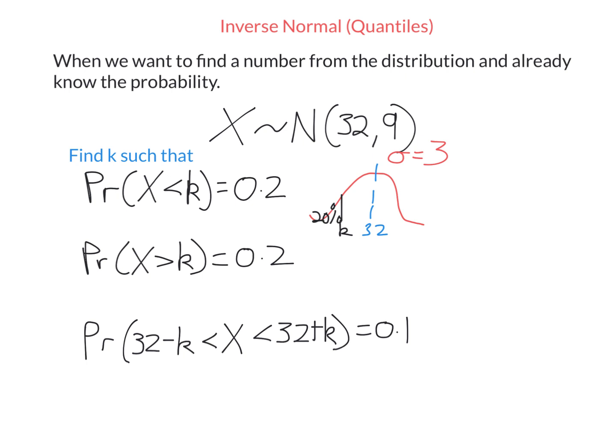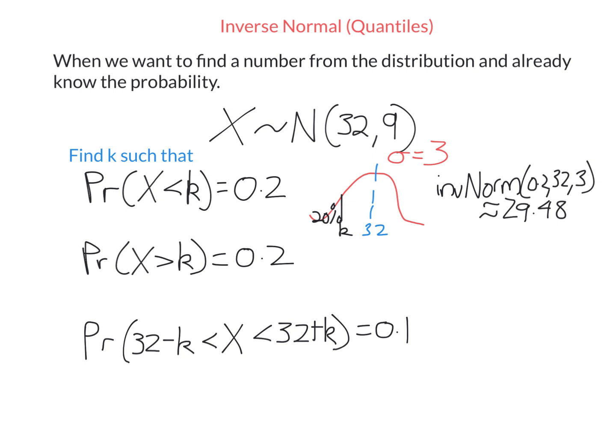Now to do this, we go to that distribution menu and we use inverse normal. You always use that for quantiles. So in the inverse normal function, we put the area, which is the same as the probability, and then just put the mean and the standard deviation. So putting that on our calculator, we get about 29.48.